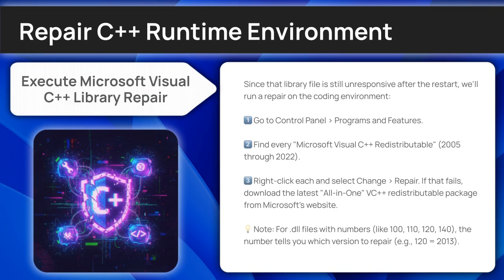Since that library file is still unresponsive after the restart, we'll run a repair on the coding environment. First, go to Control Panel, then select Programs and Features. Second, find every Microsoft Visual C++ redistributable, 2005 through 2022. Third, right-click each and select Change, then select Repair.